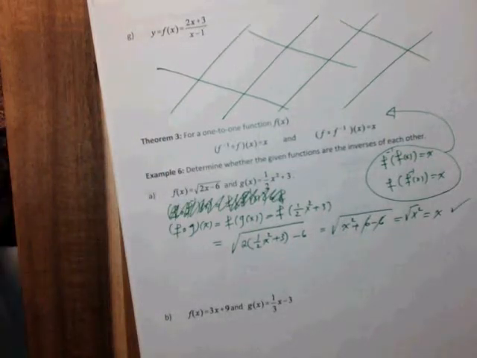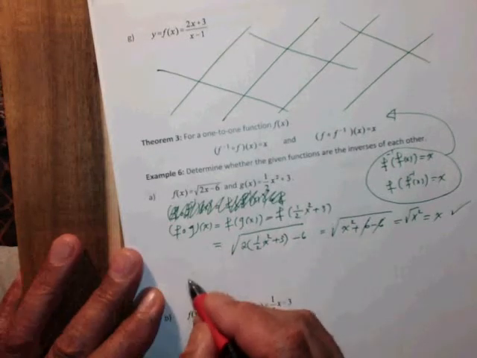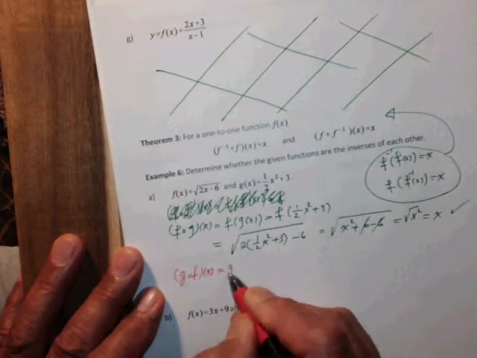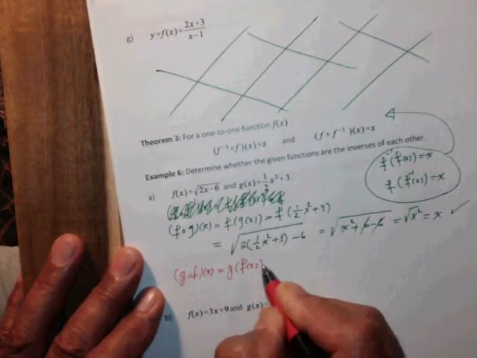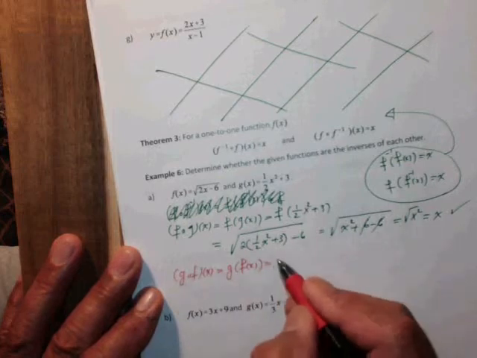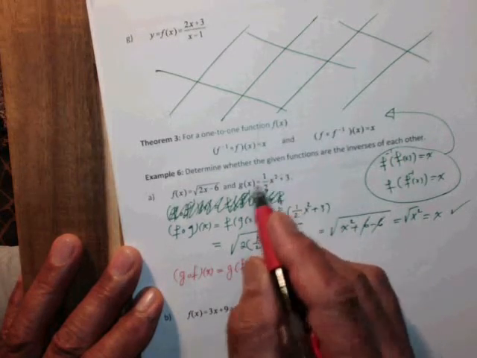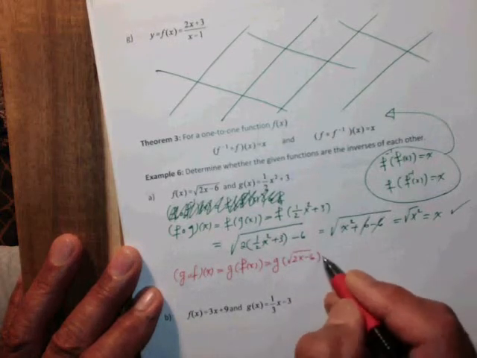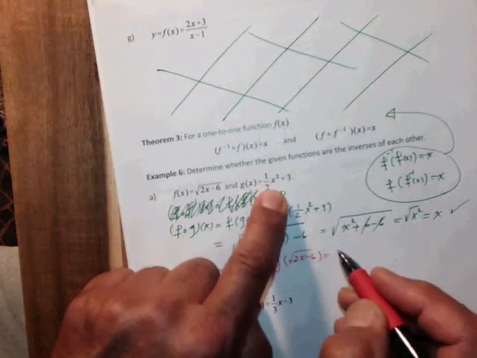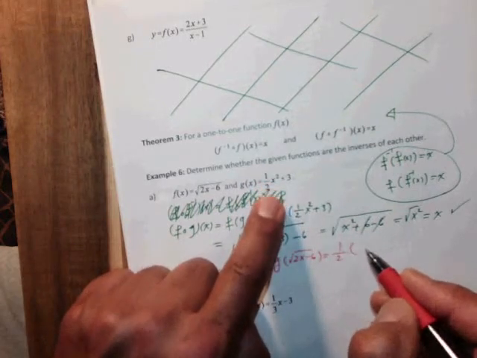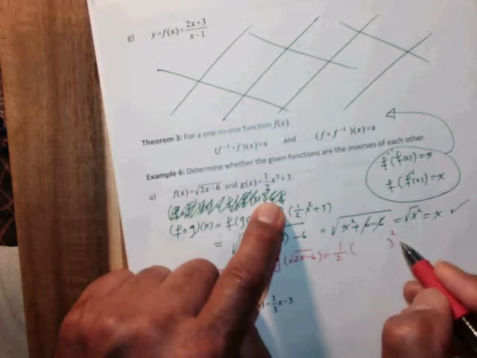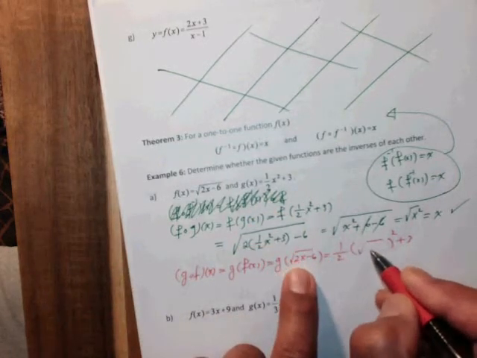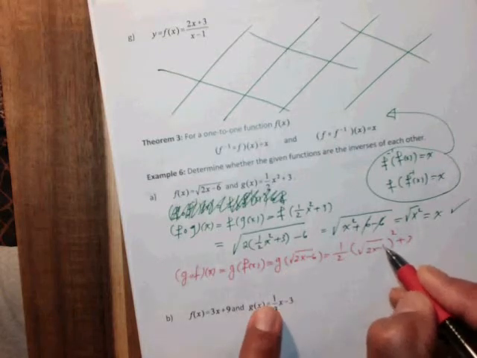Now if you look at the other way around, g circle f, which is g of f of x. So that means in g, replace all these x's by all this radical sign. So this is g. I said 1/2 x squared plus 3. Now this x here has to be replaced by all of this, 2x minus 6 square root, like that.